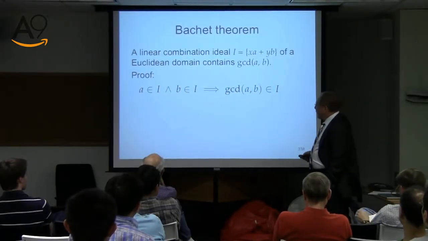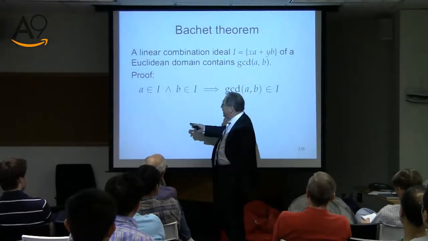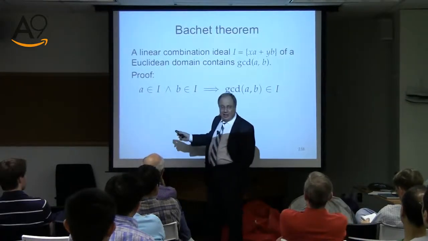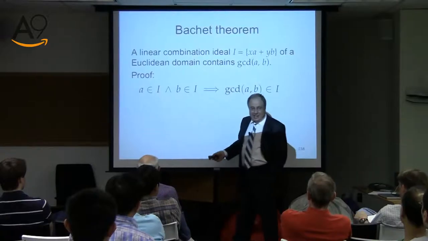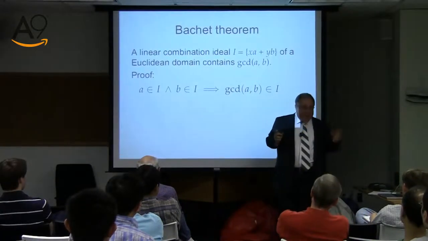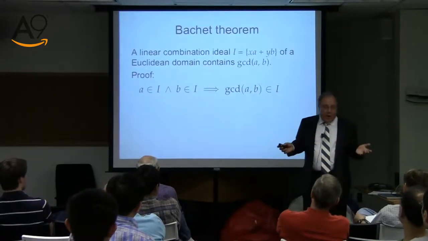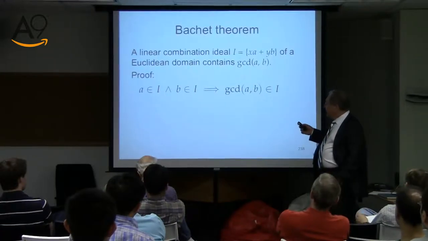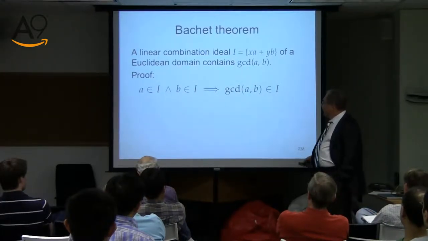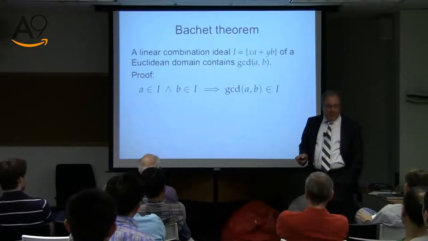Well, we proved that if A is in the ideal and B is in the ideal, then the GCD, remember we proved that. Therefore, the linear combination contains the GCD. So, and here we come to this amazing thing. We proved that these numbers exist, X and Y. Yes? And we don't know what they are.